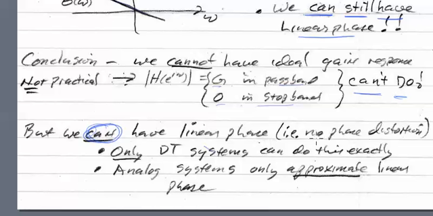We can build a filter that has no phase distortion. And without this property, we wouldn't have our cell phones and our digital televisions. We'd be lost in the woods. Only discrete time systems can do this. Analog systems can only approximate linear phase.